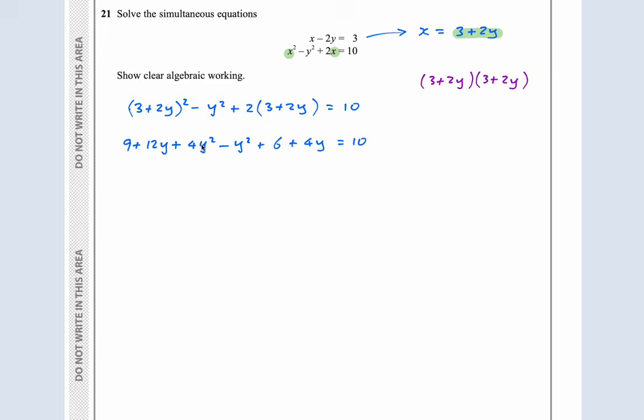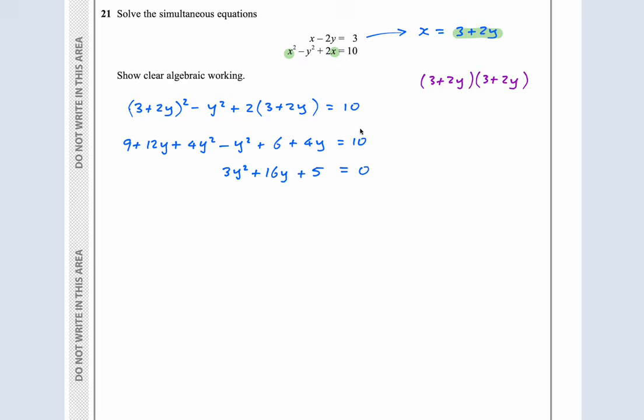Let's gather all this together. 4y squared minus 1y squared is 3y squared. 12y plus 4y is 16y. And then my 9 plus 6 is 15. Minus 10 is plus 5. So just make sure, guys, you know what you're doing there.